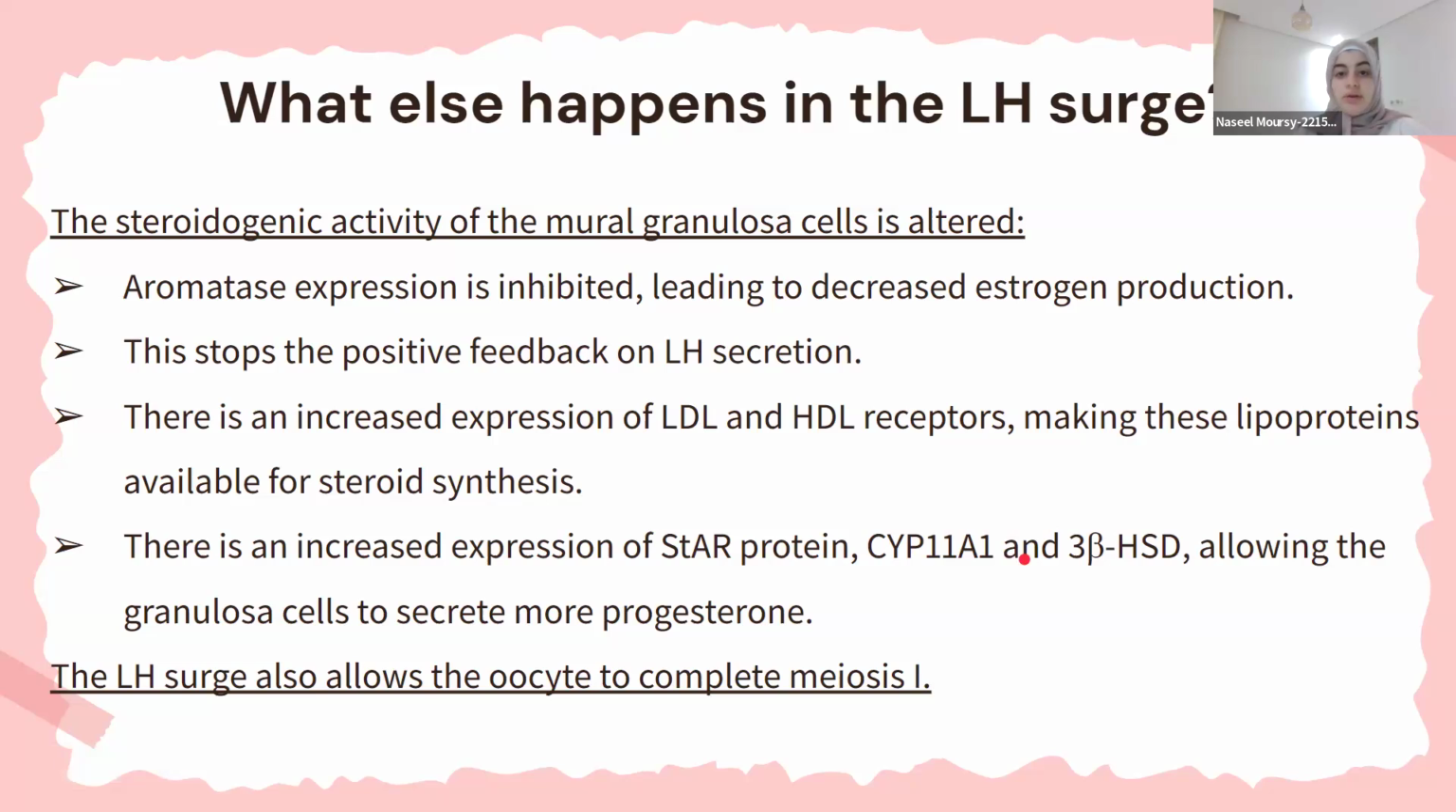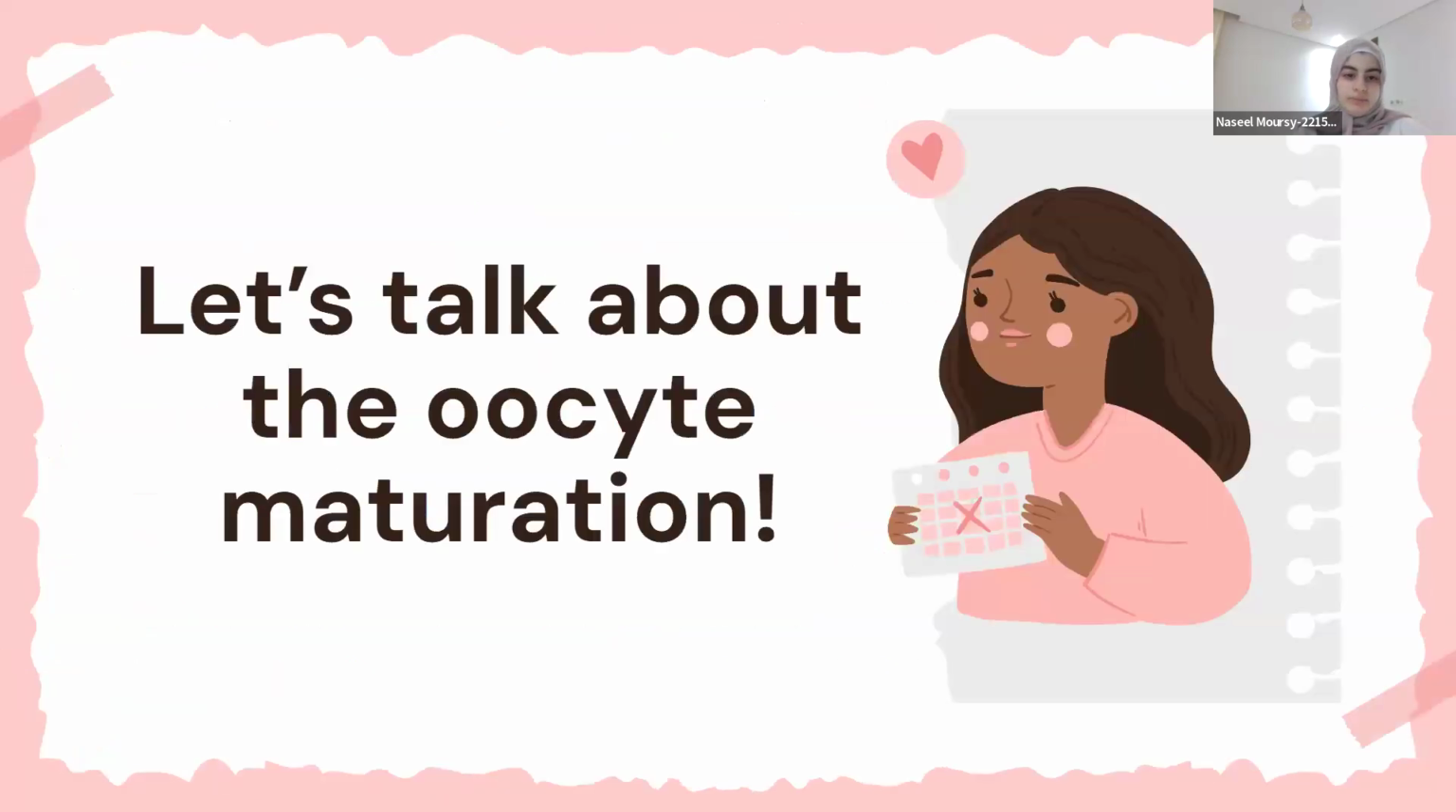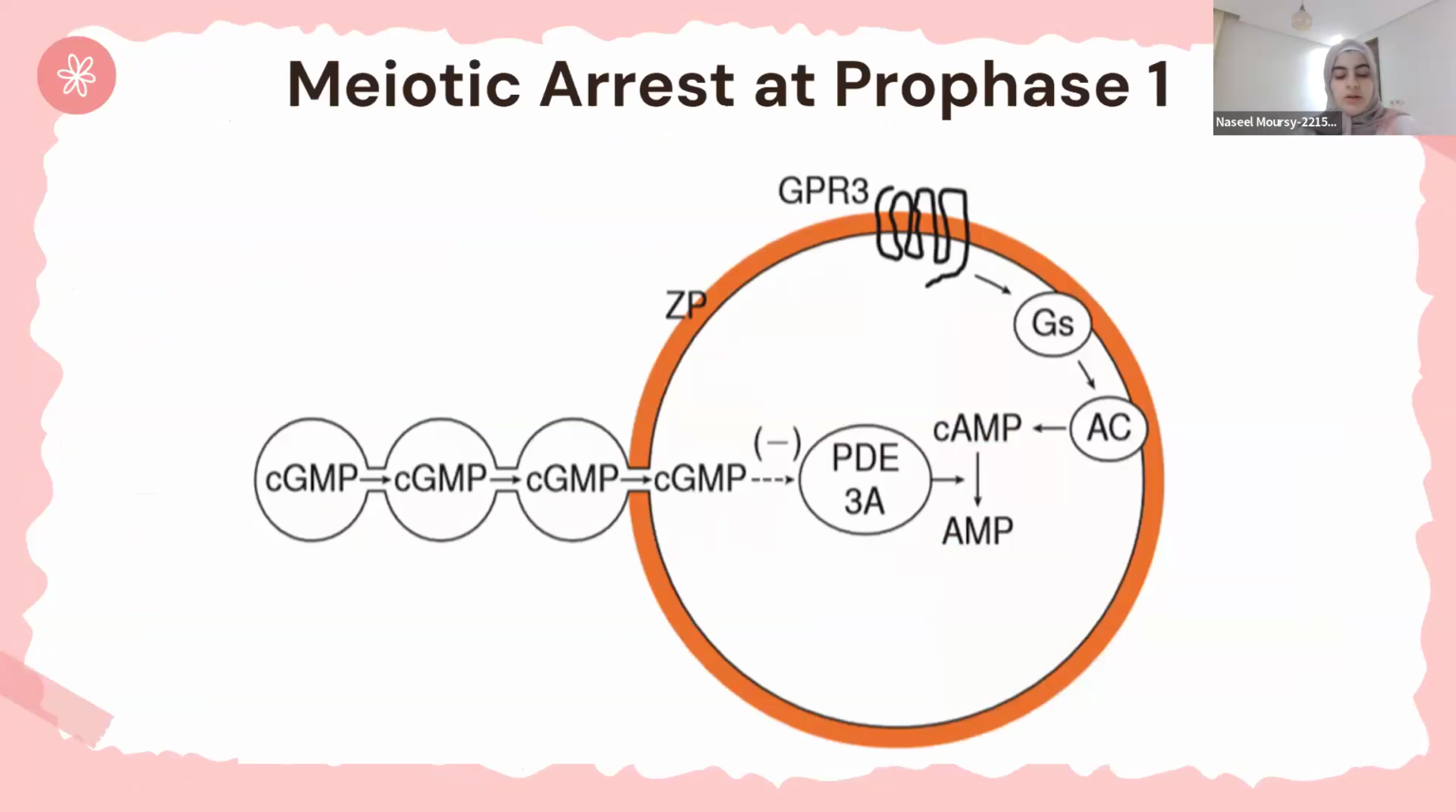So we've talked about the follicle itself. Now let's talk about the oocyte itself. So let's talk about oocyte maturation. Now in this figure, we said that the primary oocytes are arrested at prophase 1. So they still haven't even started meiosis. Why does that happen? First, this is the oocyte, and then the zona pellucida, and these cells we'll say what they are later.